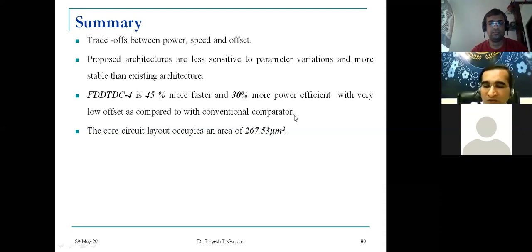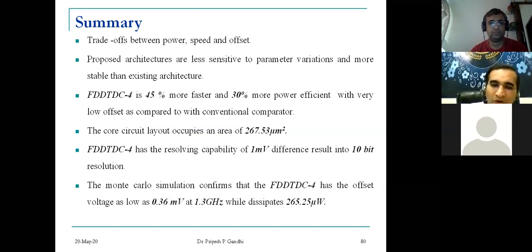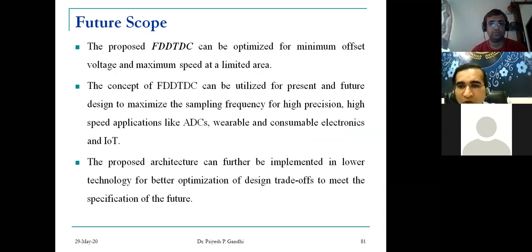The core layout occupies an area of 267.53 micrometers square. So FDD TDC4 has a resolving capability of 1 millivolt. It will detect a difference of 1 millivolt and result in 10-bit resolution, so it will convert that up to 10-bit for an ADC. Monte Carlo simulation confirms that FDD TDC4 has an offset voltage as low as 0.36 millivolt at 1.3 gigahertz speed while dissipating a power of 265.25 microwatt.